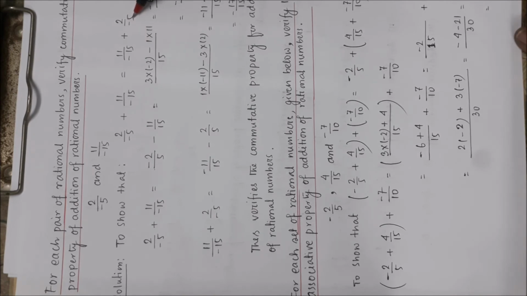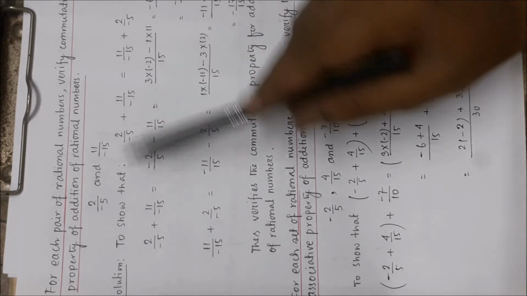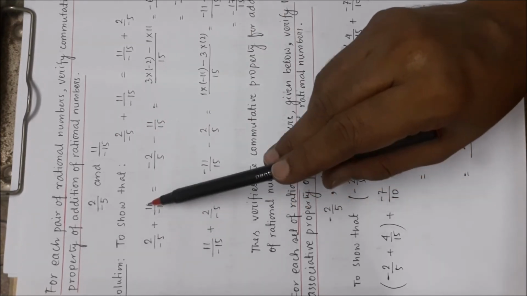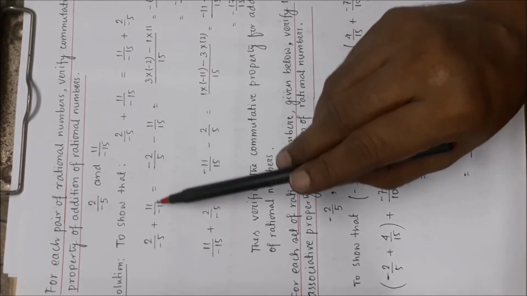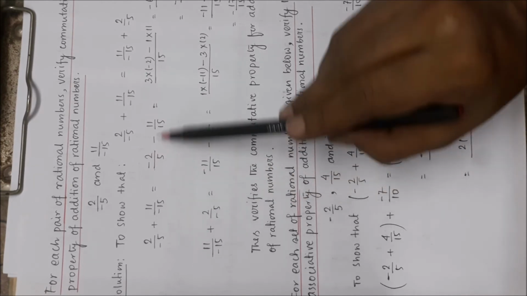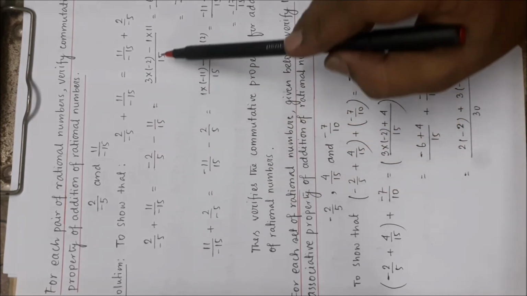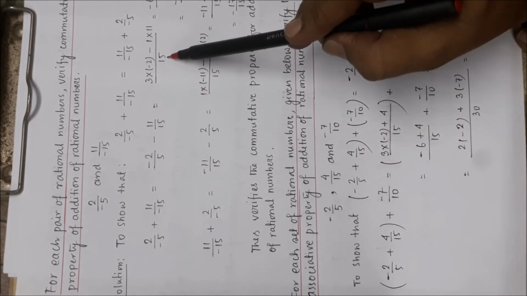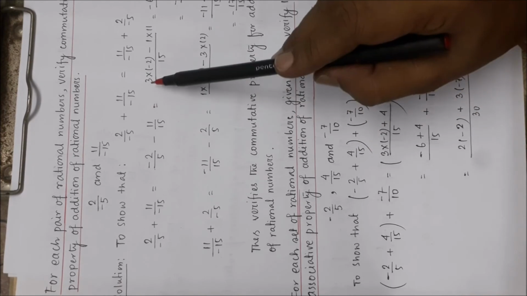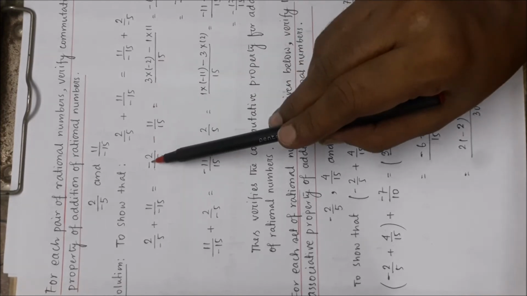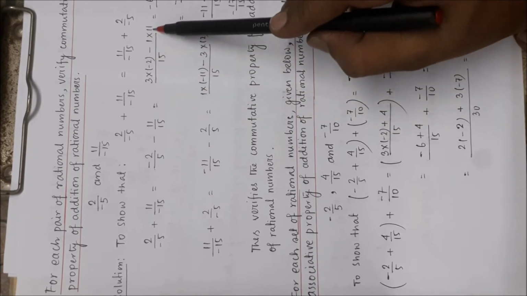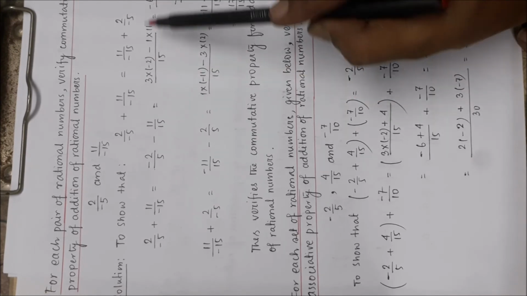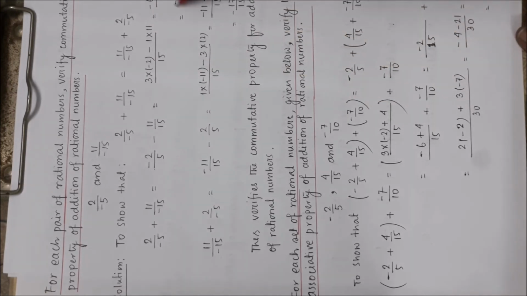So first, find out the sum of these two numbers. 2 by minus 5 plus 11 by minus 15. If you apply, first it is minus 2 by 5 plus minus 11 by 15. Now LCM of 5 and 15 will be 15. 15 divided by 5 is equal to 3 multiplied by minus 2. Next, 15 divided by 15 is equal to 1 multiplied by 11. So you'll get minus 6 minus 11 by 15. So you'll get minus 17 by 15.